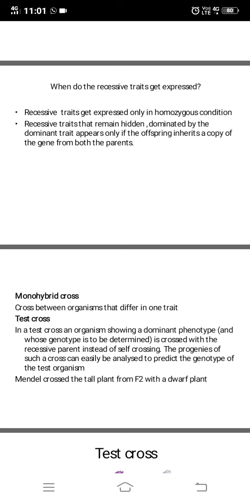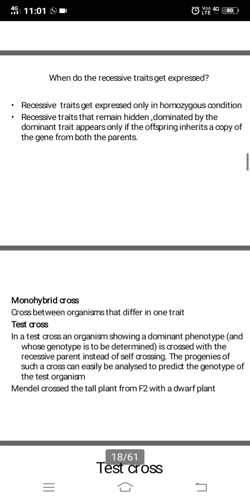In a test cross, an organism showing a dominant phenotype, whose genotype is to be determined, is used. Suppose a tall plant: you don't know whether it is capital T capital T or capital T small t. That you have to determine. So what is done? It is crossed with the recessive parent. The recessive will be small t, small t. So capital T, small t will be crossed with small t, small t. That is a test cross. He is just testing and finding out what the genotype is.